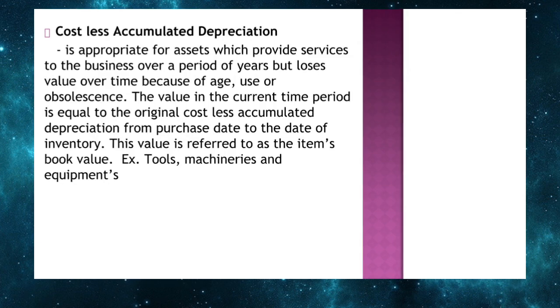In this slide, we discuss a valuation method commonly used for long-term assets such as buildings, tools, machinery, and equipment. These assets lose value over time due to wear and tear, use, and obsolescence. The value recorded in inventory is calculated as the original cost minus accumulated depreciation. This is known as the book value. It gives a realistic estimate of the asset's remaining useful value at any given time.